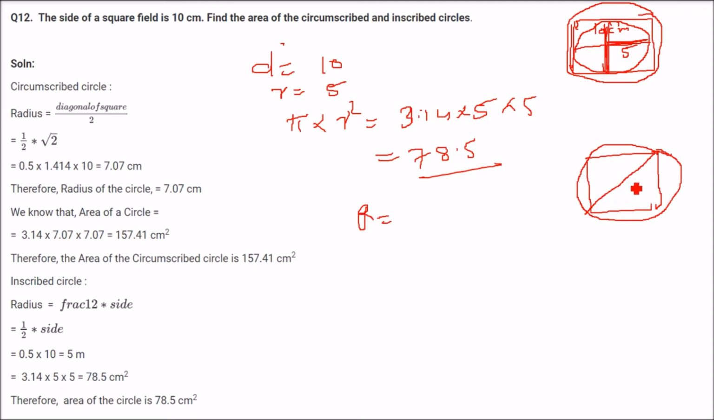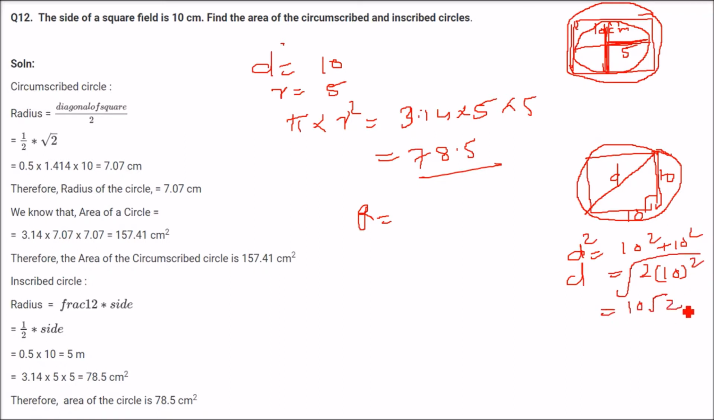And what is the diagonal of the square? In order to find out the diagonal, it is good to take this as 10 and this as 10. What is the diagonal? Because this is 90 degrees, the diagonal square will be equal to 10 square plus 10 square, that is this side and this side. That is 2 into 10 square, and if you want to find the diagonal, take the root. So 10 is going to come out, so 10 root 2. 10 root 2 is the diagonal.